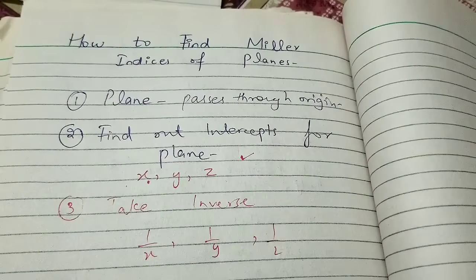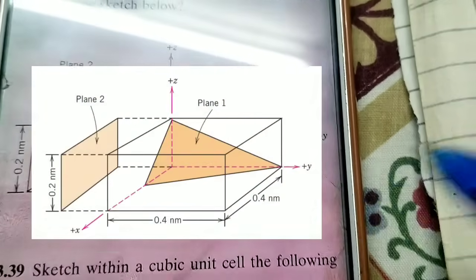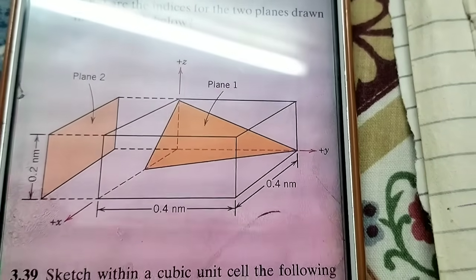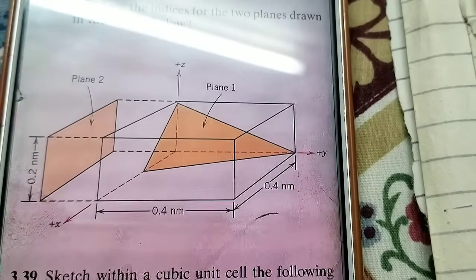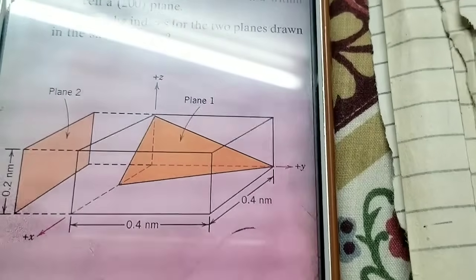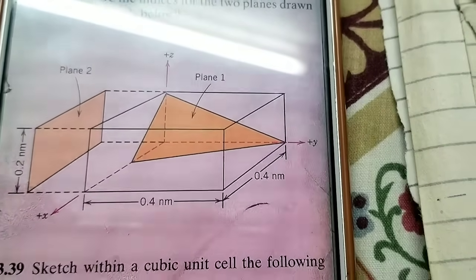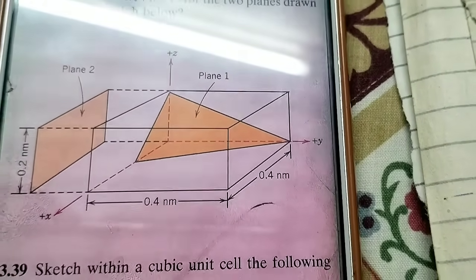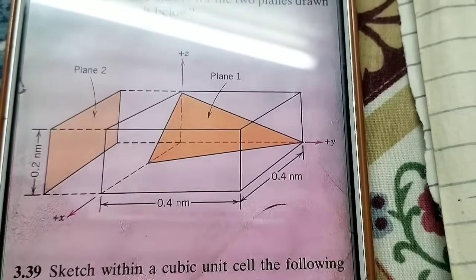So let us start. Here is the first example, and these are problems from a book called Materials Science for Scientists and Engineers, or something like that. I have mentioned its name in the comment section and also in the description box if you are interested in the book. So this is the first plane.